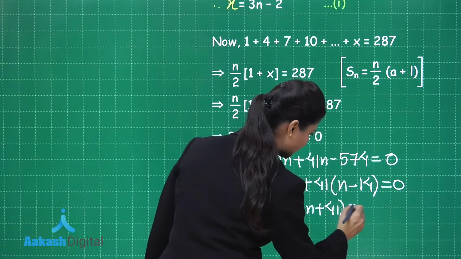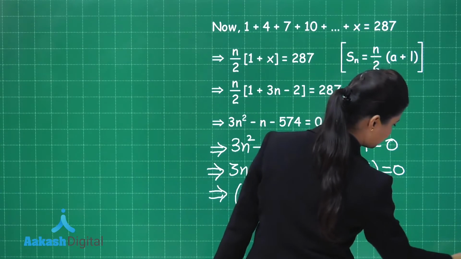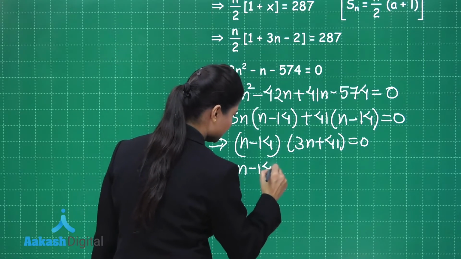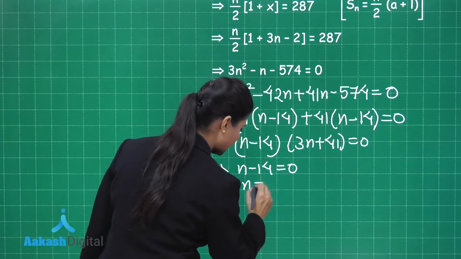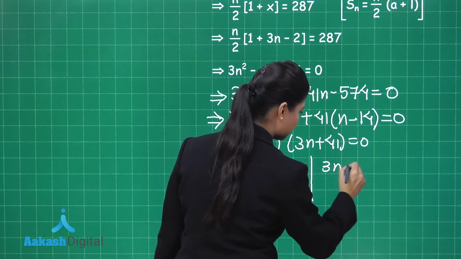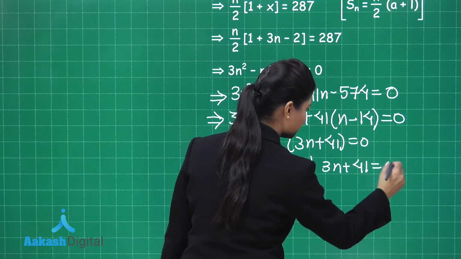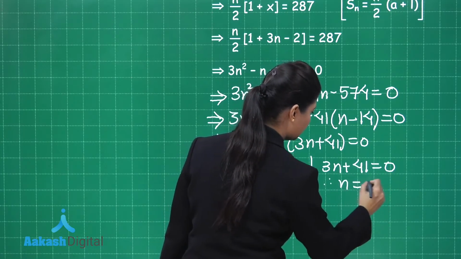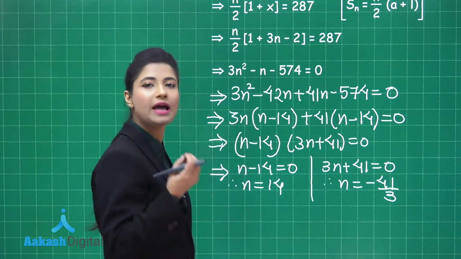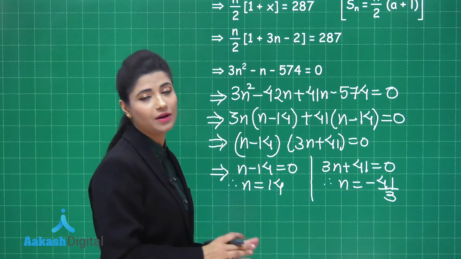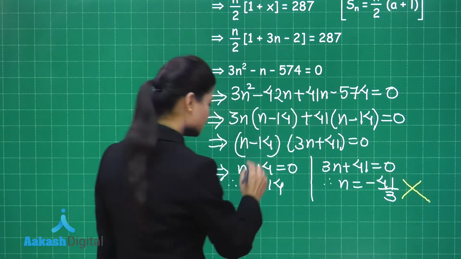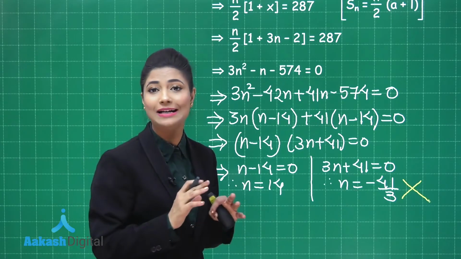So on equating each factor to 0, it results in the possible values of n. When n minus 14 is equated to 0, it gives me the value of n equal to 14. Next, when 3n plus 41 is equated to 0, it results in the value of n equal to minus 41 upon 3. Now here n represents the number of terms, and the number of terms cannot be negative and it cannot be in terms of fraction. So clearly this cannot be the value of n. So the only possible value of n is 14.